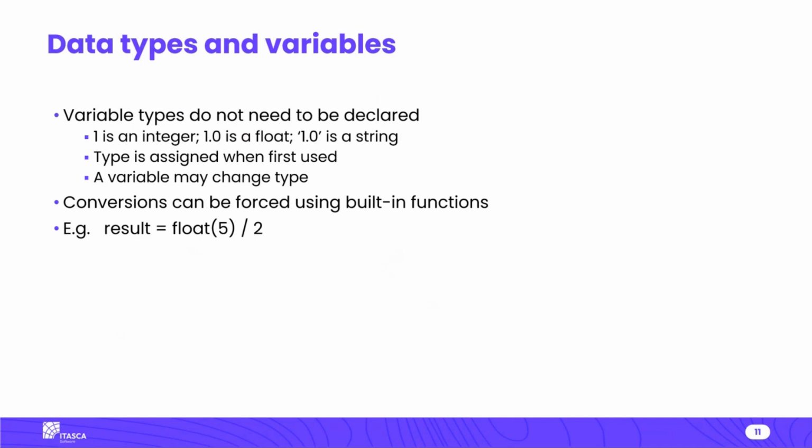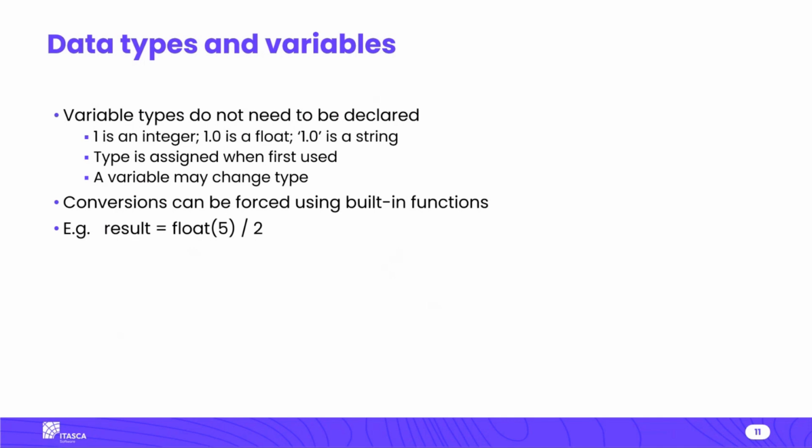Okay, as mentioned, you do not need to declare variables. So if I say a equals 1, it's an integer. If I say a equals 1.0, it's a float. And if I say a equals quote 1.0 quote, it's a string. It just works it out the first time that you use it.